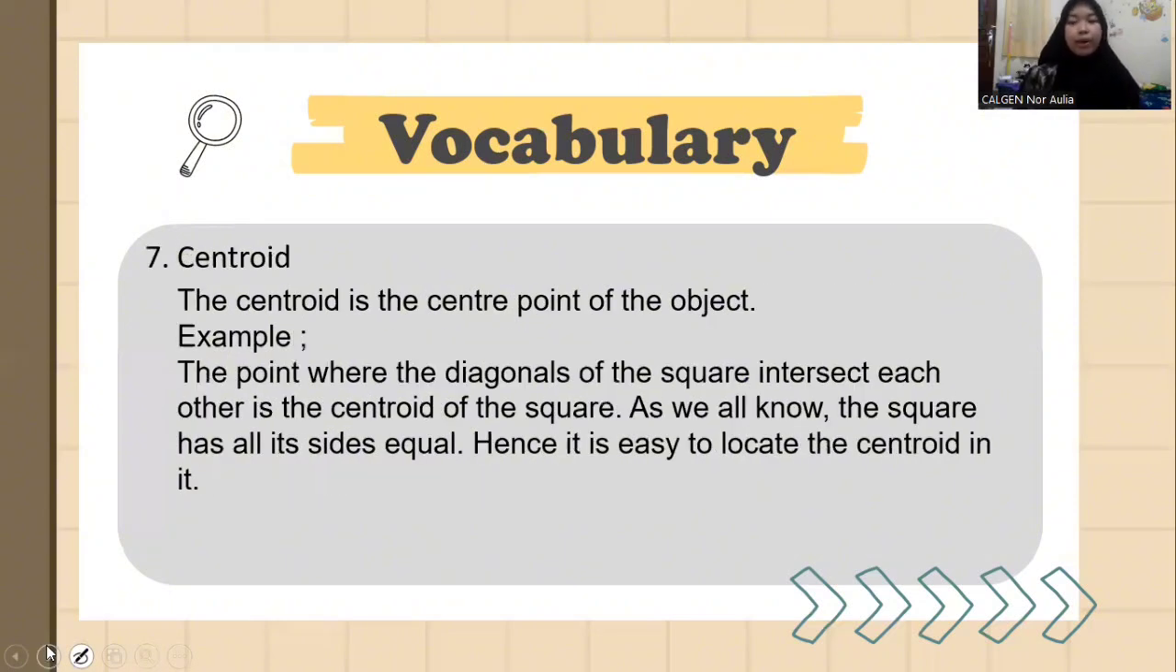Next is centroid. Centroid in bahasa we can say titik pusat. The definition of centroid is the center point of the object.